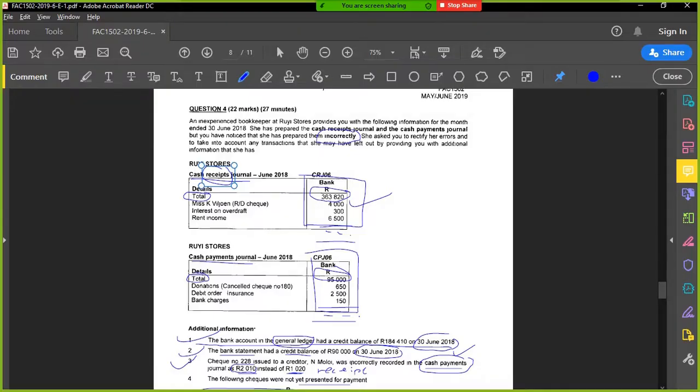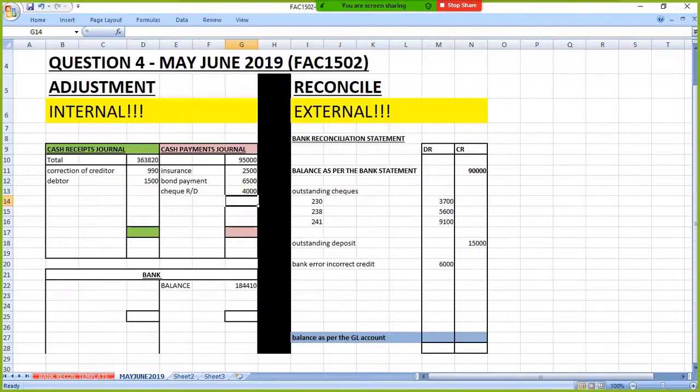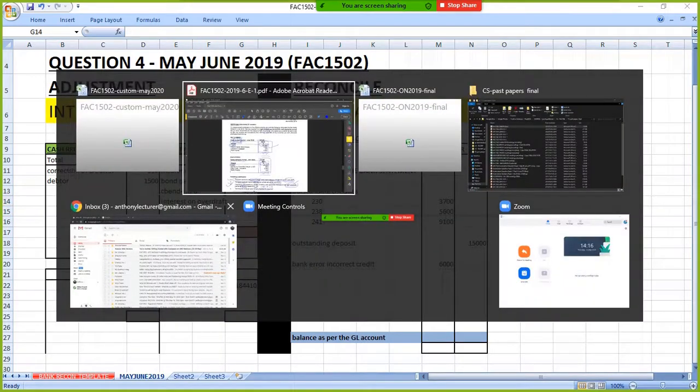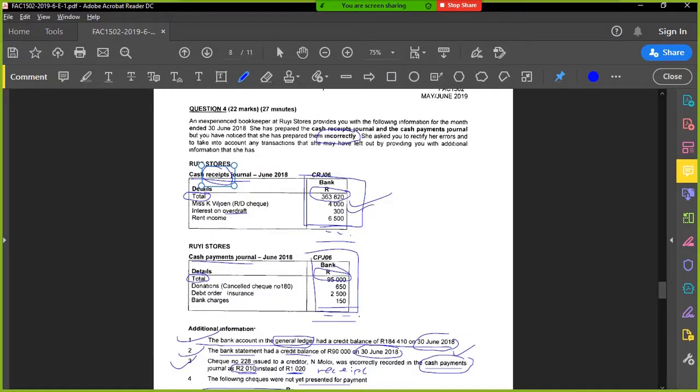Okay, next transaction. Interest on overdraft. Interest on overdraft, receipt or payment? No, it's a payment. An overdraft means you are owing the bank. If you're owing the bank and they charge you interest, that's interest that you're going to have to pay. Okay, interest on overdraft. Interest on overdraft, how much? 300.